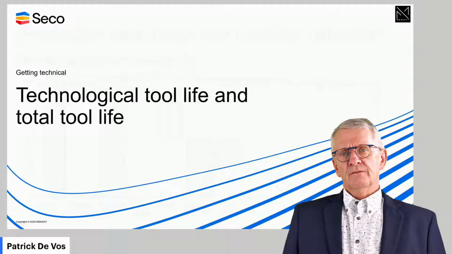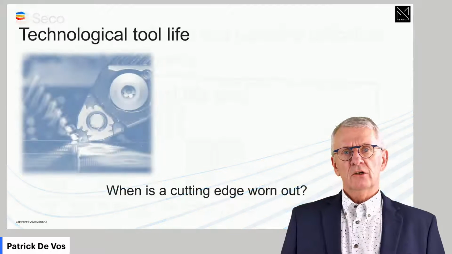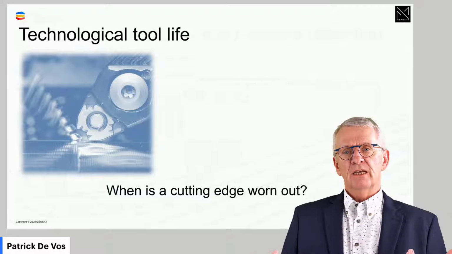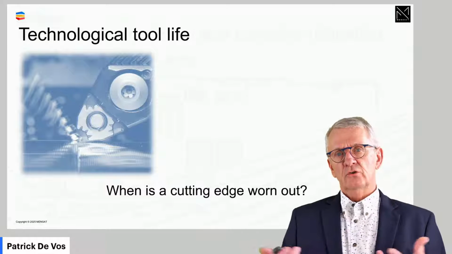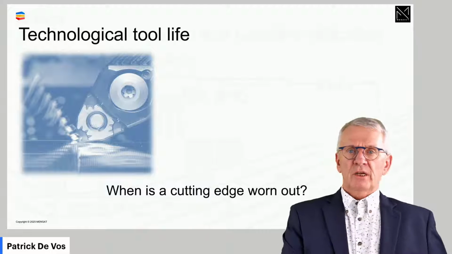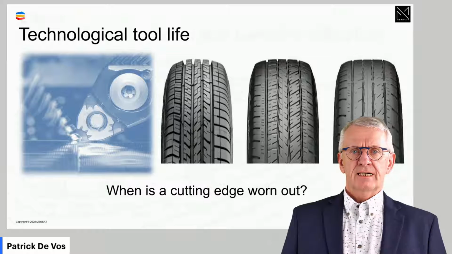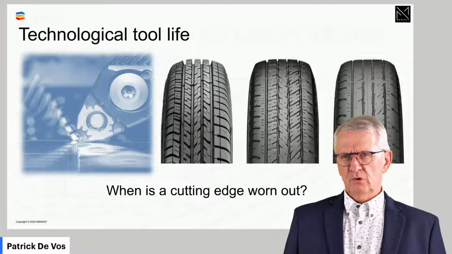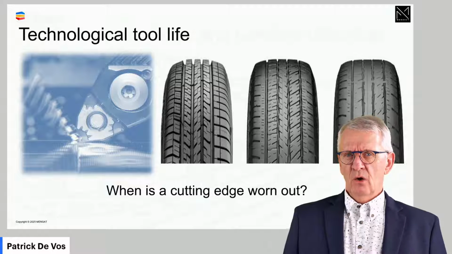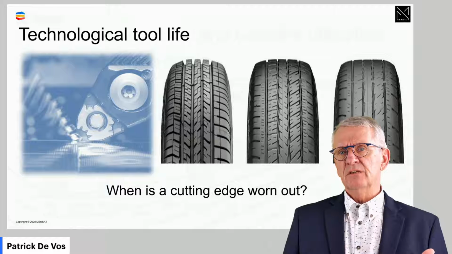Tool life. From here on, I would like to make a distinction between technological tool life and total tool life. Technological tool life, that is the thing we machining people are familiar with. You have an application, you have a cutting tool, cutting conditions, you cut and you see how long you can cut without having too many problems, so that you need to stop and replace the cutting edge. That is what is referred to as technological tool life. The question, and perhaps the most difficult question in machining, especially in small batch machining, is when is a cutting edge worn out? When is there a need for indexing it?